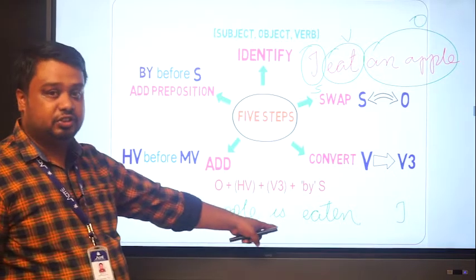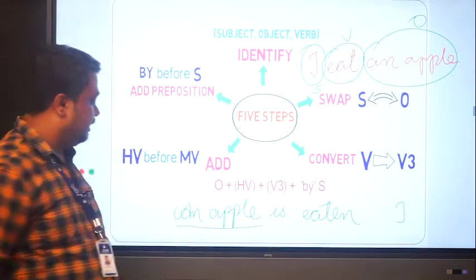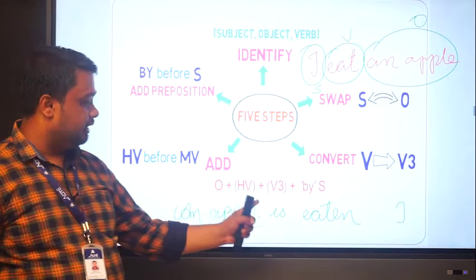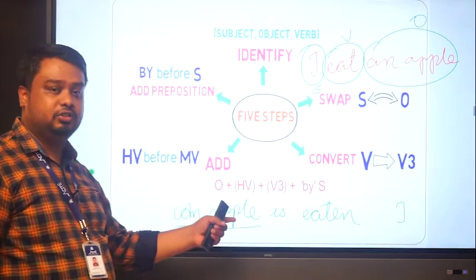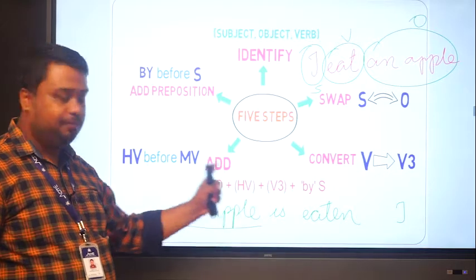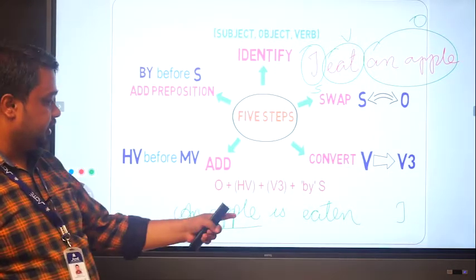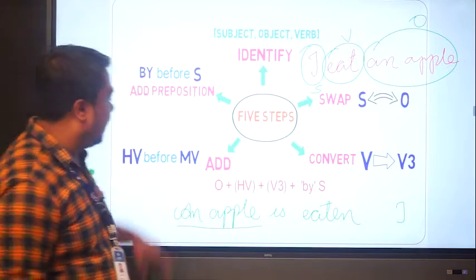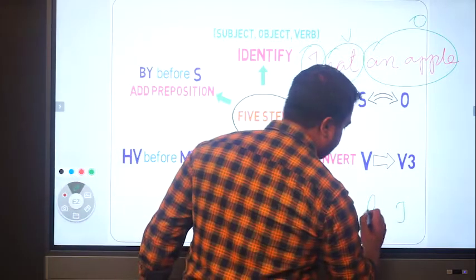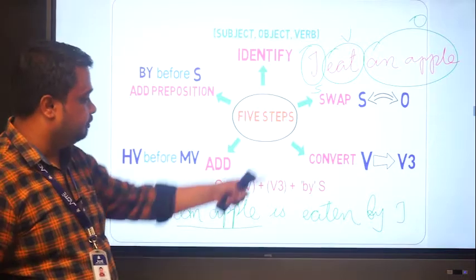Why have I added is as a helping verb? Because the subject is singular. An apple is. If it is apples, apples are. Is becomes are. Remember, it depends upon singular and plural. So, apple is eaten. So, add preposition by. We have to add by. Right. By. So, all the 5 steps are done.